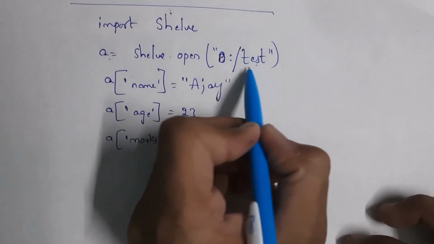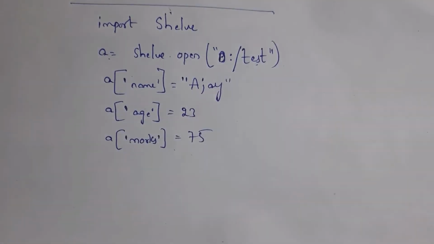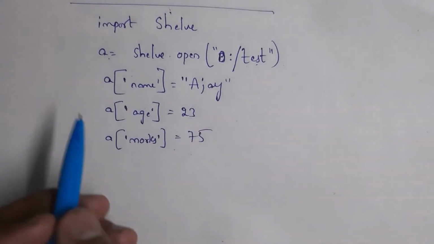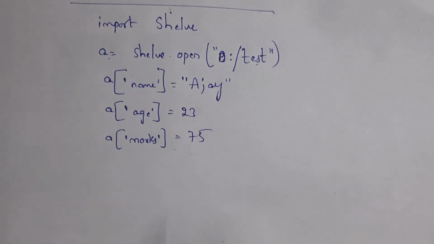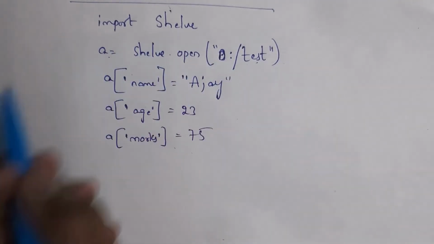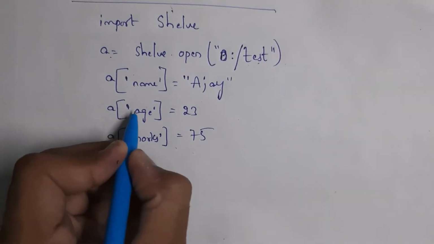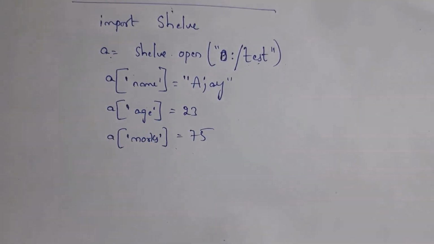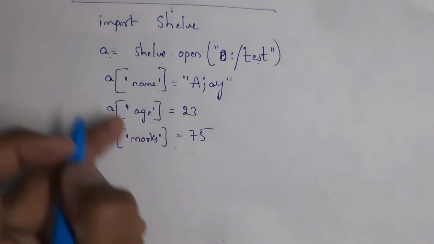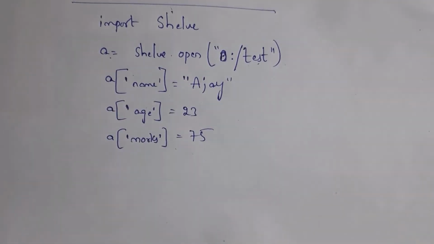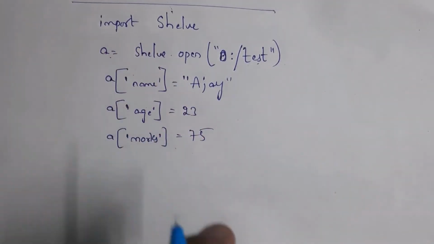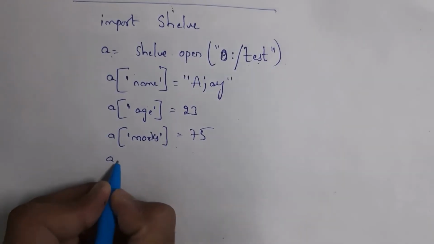Now inside this database, I want to store a dictionary, like name Ajay, age 23 and marks 75. My database is present in object A. So write here a of name equal to Ajay, and similarly a of age equal to 23 and a of marks equal to 75. After performing this operation, at last we need to close our database. My database is present in object A, so just write here a.close.